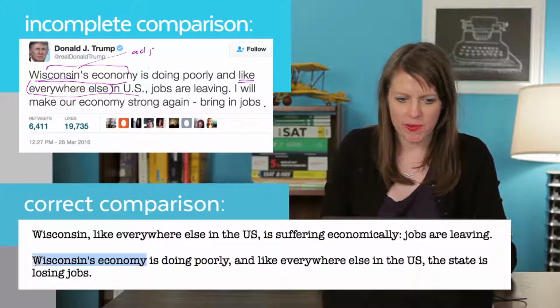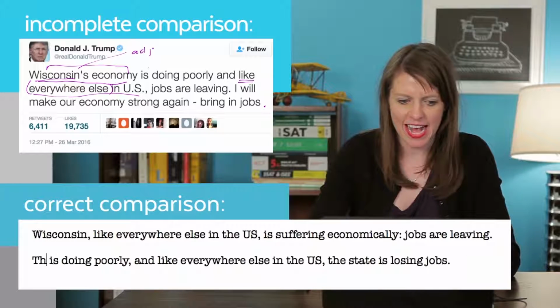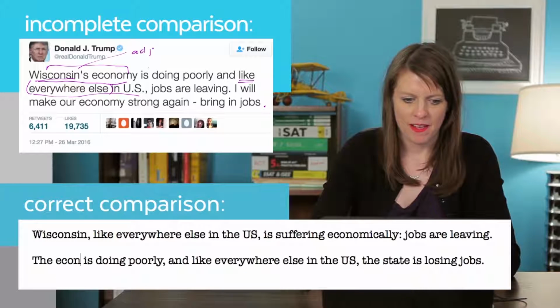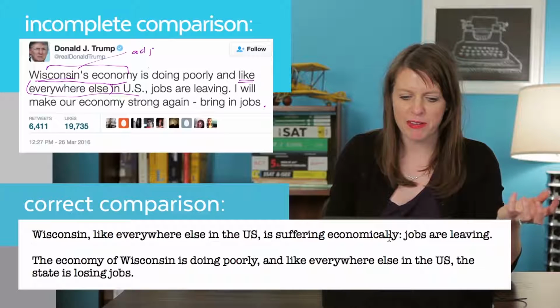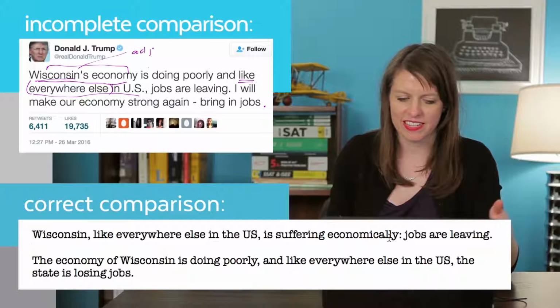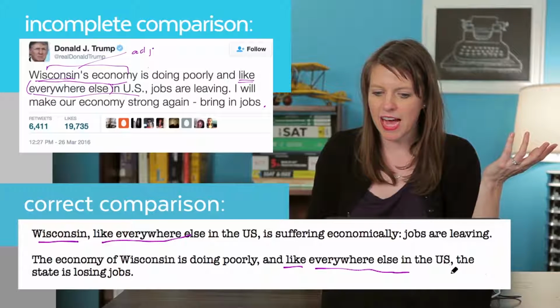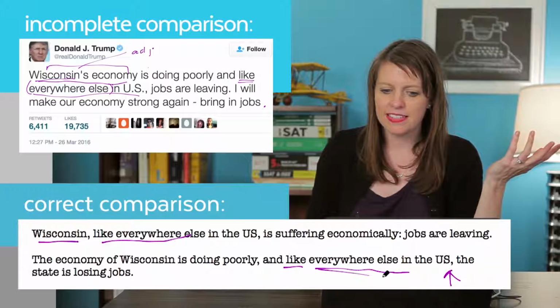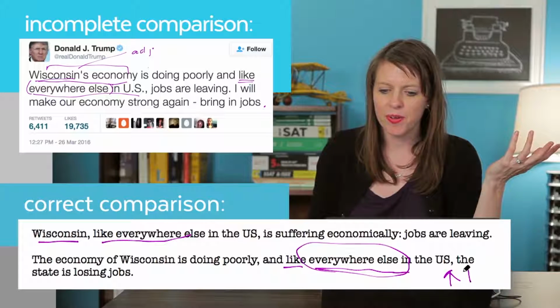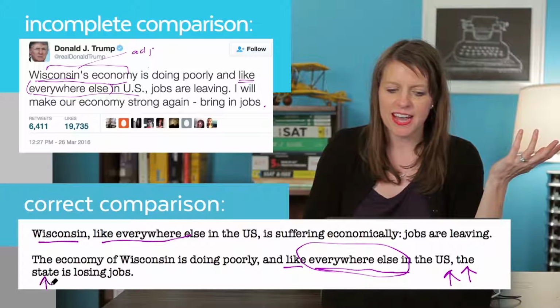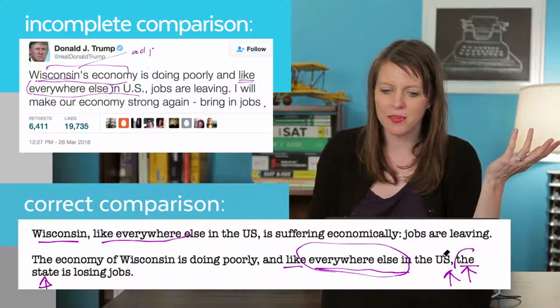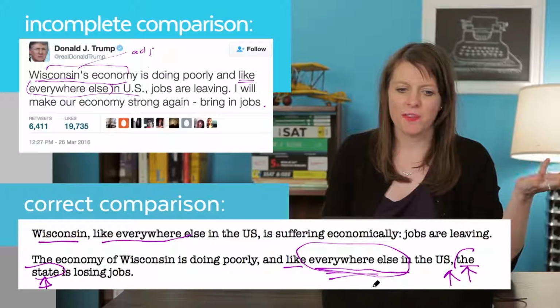And if I really wanted to be good, I could go over here and say the economy of Wisconsin. So the economy of Wisconsin is doing poorly, and like everywhere else in the US, the state is losing jobs. So again, when I have this comma, the thing that everywhere else is being compared to has to be right here. The state, that's a place. I can compare a place over here to a place over here, everywhere else. That makes sense. So that's rule number one.